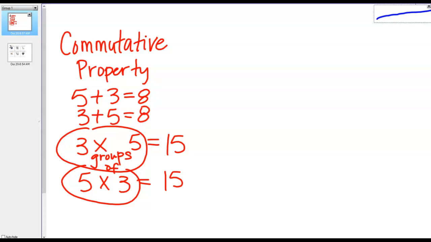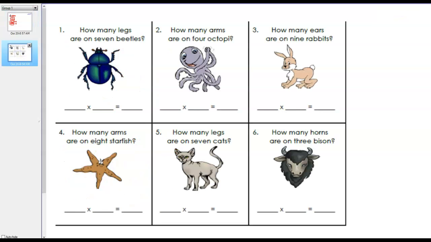Okay? All right, so now what we're going to do is we're going to look at some word problems. And I want you to practice again like what we did yesterday, drawing your groups and then doing the repeated addition. Okay? So let's look at the first one on the board. It says, how many legs are on 7 beetles? 7 beetles.